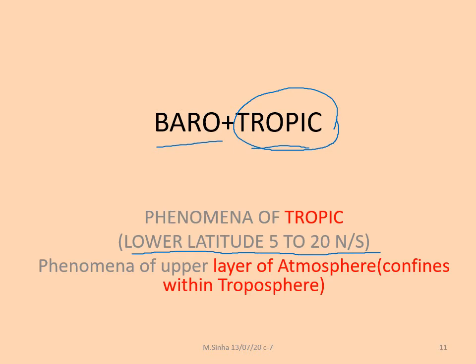What do we mean by baro? Baro is related to the barometer, that is the pressure, rather the normal atmospheric pressure. That is the pressure condition in the tropical zone. This phenomenon is very common in the upper layer of the atmosphere, but it's confined up to the troposphere, up to the tropopause. On an average, the height of the tropopause is 18 kilometers. It is not uniformly distributed over the pole and equator.